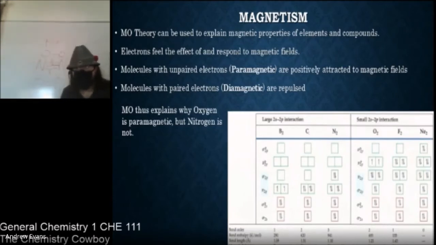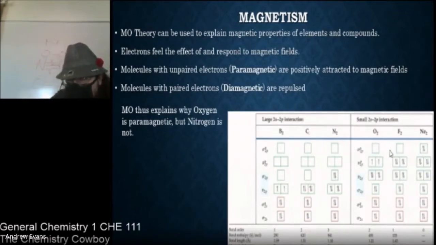And of course, one last situation, neon 2. Each neon would have 8, adding up to 16. We put that in there. All the bonding cancels with all the anti-bonding. We have a bond order of 0. And so we end up having a non-existent molecule. Neon is not a diatomic because it's not stable as a diatomic.